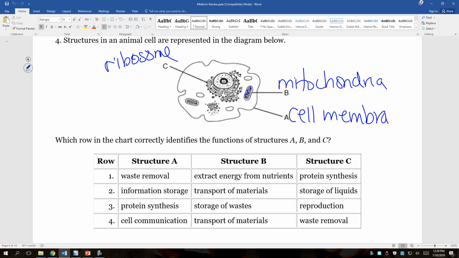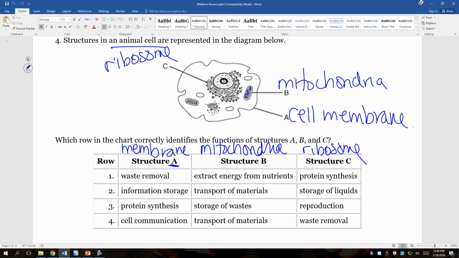Now I know that that's the cell membrane because remember, this is an animal cell, and that's what's on the outside of an animal cell. With that information, what I would want to do is label each one of these boxes. Here where it says structure A, well, I just labeled A, the membrane. B, I label as the mitochondria. And then C is going to be my ribosome. Now I have to match all of these up with their correct function.